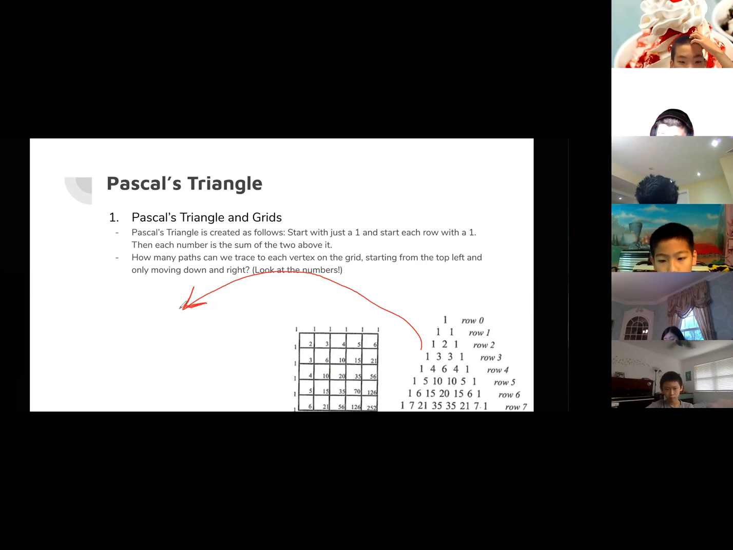I guess I can get into it right now. I claim that if you have the rth number in the nth row, for example, the one I've circled is the fourth number in the fourth row, this is going to be equal to 4 choose 3. So 0, 1, 2, 3, 4, and there's the fourth row, starting from 0.